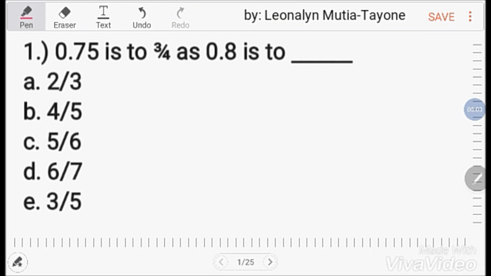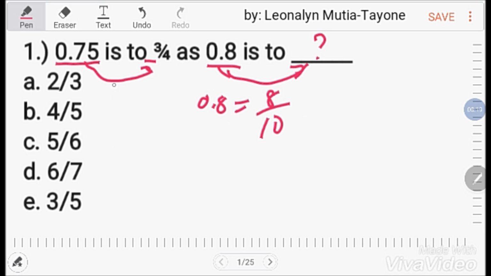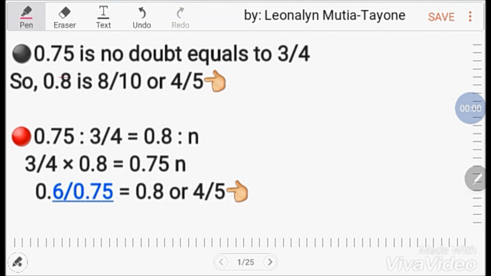Post nyo muna. Now, napansin nyo, 0.75 is to 3/4, tapos 0.8 is to what? Itong 0.75, 3/4 lang din yan. So, hanapin mo lang siya ng fraction ng 0.8. And that is 8/10. Wala dyan. So, i-list mo pa siya and that is 4/5. Ito na yung answer.